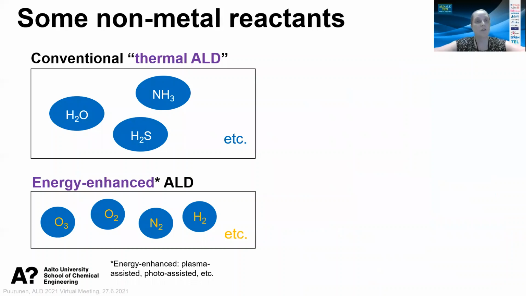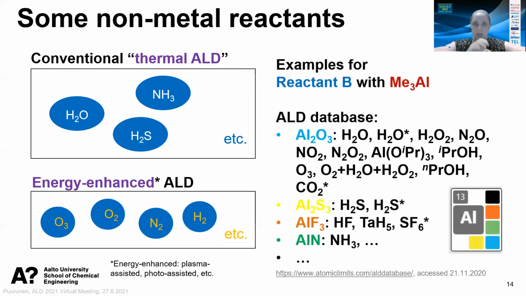Non-metal reactants. In the conventional thermal ALD, hydrides of the nonmetals are really typical. In some energy-enhanced processes, such as plasma ALD, you can use molecules that would not be reactive enough, such as hydrogen or nitrogen or oxygen. So let's look closer. There's a lot of variation also here. So for example, trimethyl aluminium, reactant B for that. What can be made of trimethyl aluminium? Well, if you look at the database, you find aluminum oxide, aluminum sulfide, aluminum fluoride, aluminum nitride, and many, many different reactants that have been combined with this one metal reactant to make a film by ALD.